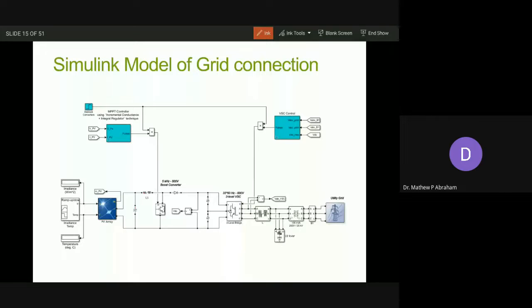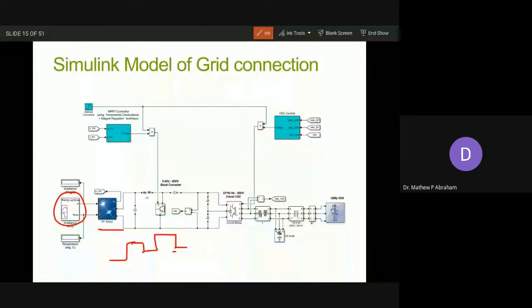You can easily find it in your MATLAB library. It has a PV model available, and an irradiance block is there. We can program this irradiance block. We can give the value of irradiance at different time intervals. We can make it increasing, decreasing. We can vary it in a completely arbitrary manner.